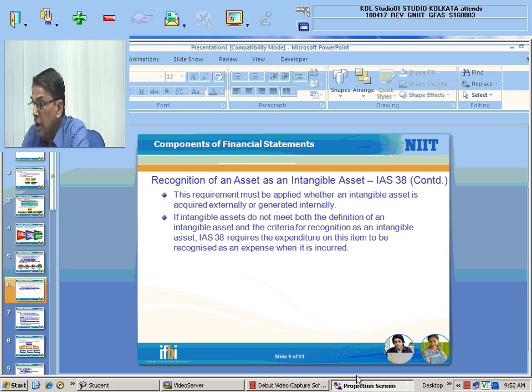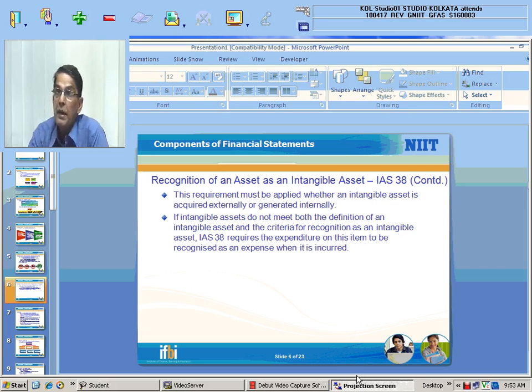Devale Manish, what is the point? Oh, intangible assets that do not meet the definition. Definition we have seen. Some asset appears to be intangible otherwise, but does not meet the definition, like advertisement expenditure. It may apparently meet the definition of an intangible asset, but may not meet the criteria for recognition as an intangible asset. Okay. So this will be an expense.